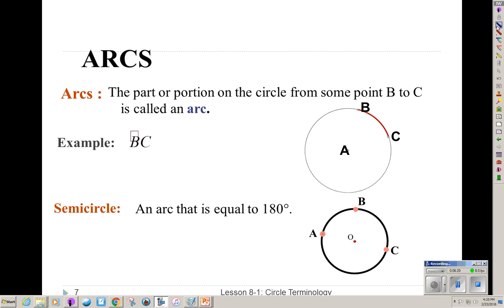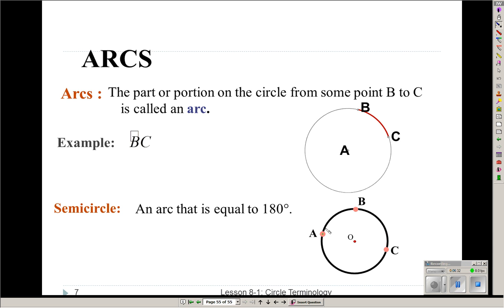You might also have a semicircle that goes halfway around the circle from A to B to C. And when it goes at least halfway across, you have to name it with 3 letters. It'll start with one endpoint, then it'll have one point in the middle, and then it'll finish with the other endpoint. And put a big arc over top of all 3. If it goes less than halfway across, then you only use the first and last point. But if it goes halfway around or more, then you have to use 3 points.